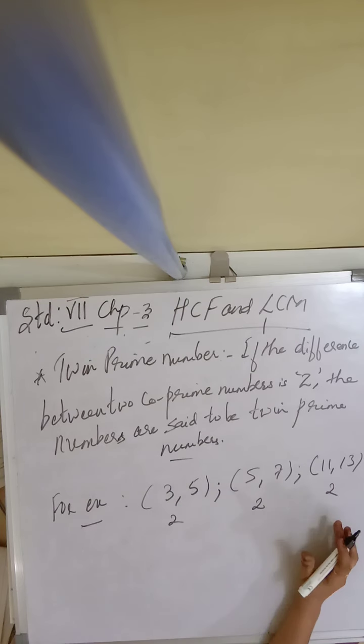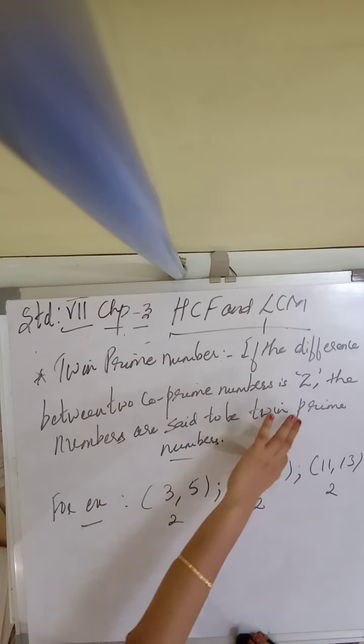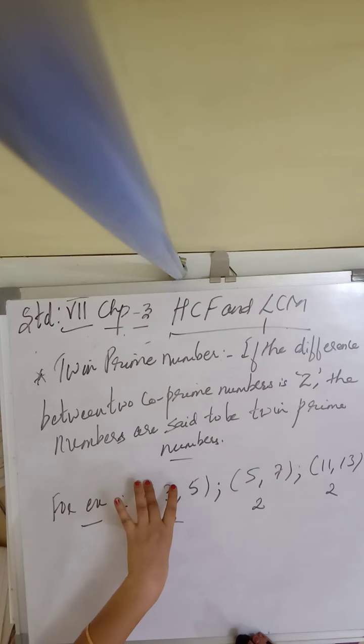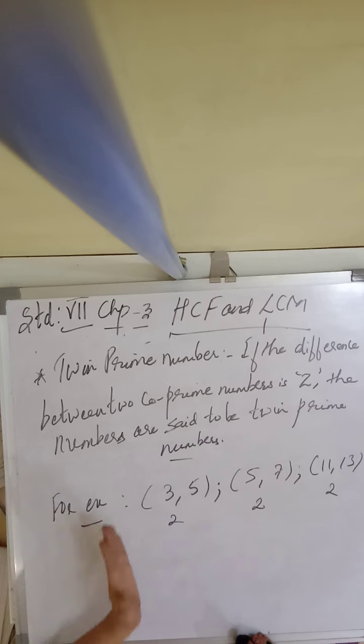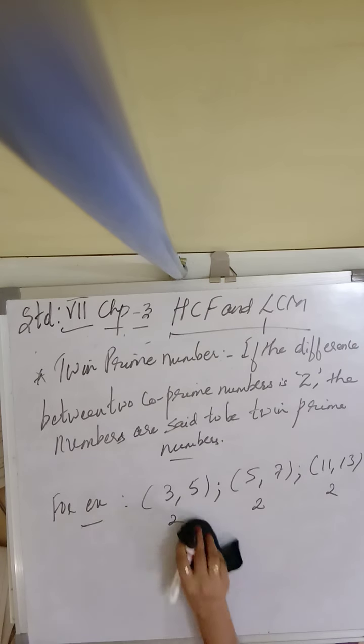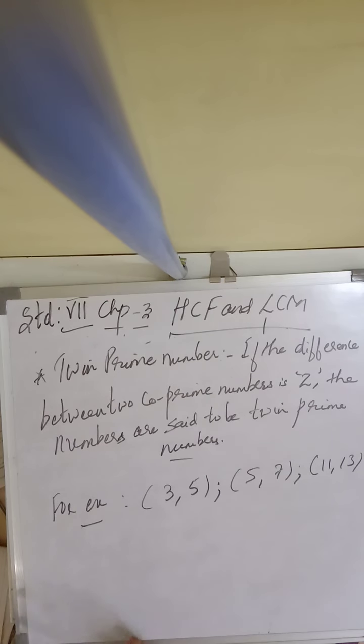So you can see that the difference between this pair of prime numbers is only 2. So such pairs of numbers are called twin prime numbers. Clear, children? I hope you have understood till here twin prime numbers: the difference between the two prime numbers should be 2. Okay, I hope you have understood.